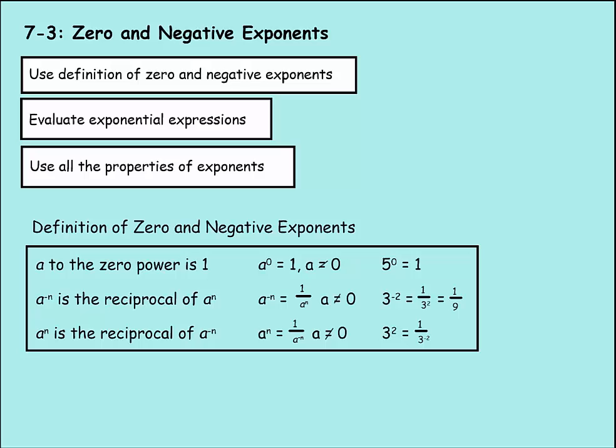We're on lesson 3 of chapter 7, which is 0 and negative exponents. First, we're going to use the definition of 0 and negative exponents. Then we're going to evaluate exponential expressions. Then we're going to use all the properties of the exponents together.